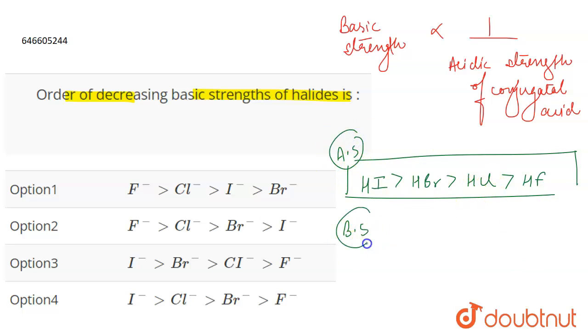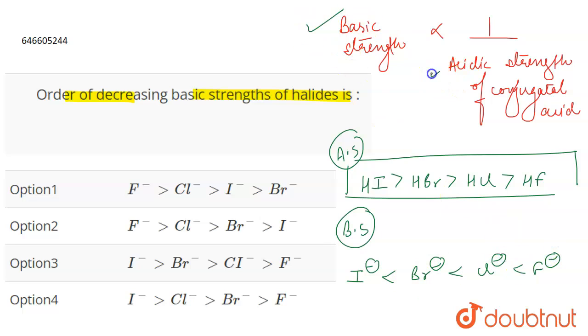So if you have to give the basic strength of these halides, then these halides are actually going to be the conjugate bases of these, right? When H plus will be removed, I minus will be left, and then Br minus, Cl minus, and F minus. So what you need to know is that if you know the order of acidic strength, the order of basic strength is going to be the reverse. It means that I minus is the weakest halide in basic strength terms, right? Then it will be Br minus, then it will be Cl minus, and then it will be F minus.